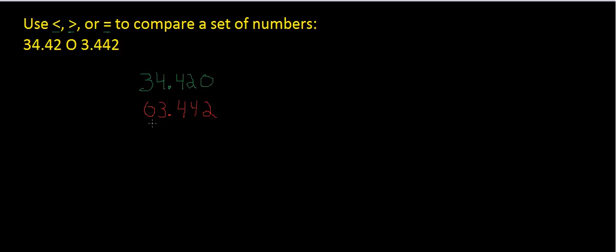So now let's take a look at this number. Very first thing, we're going to look at the tens. I see 3 in this number. I see 0 in this one. Automatically, I know I don't need to look any further. This number is bigger than this number, so I would have 34 and 42 hundredths is greater than 3 and 442 thousandths. Alright, that one was easy.